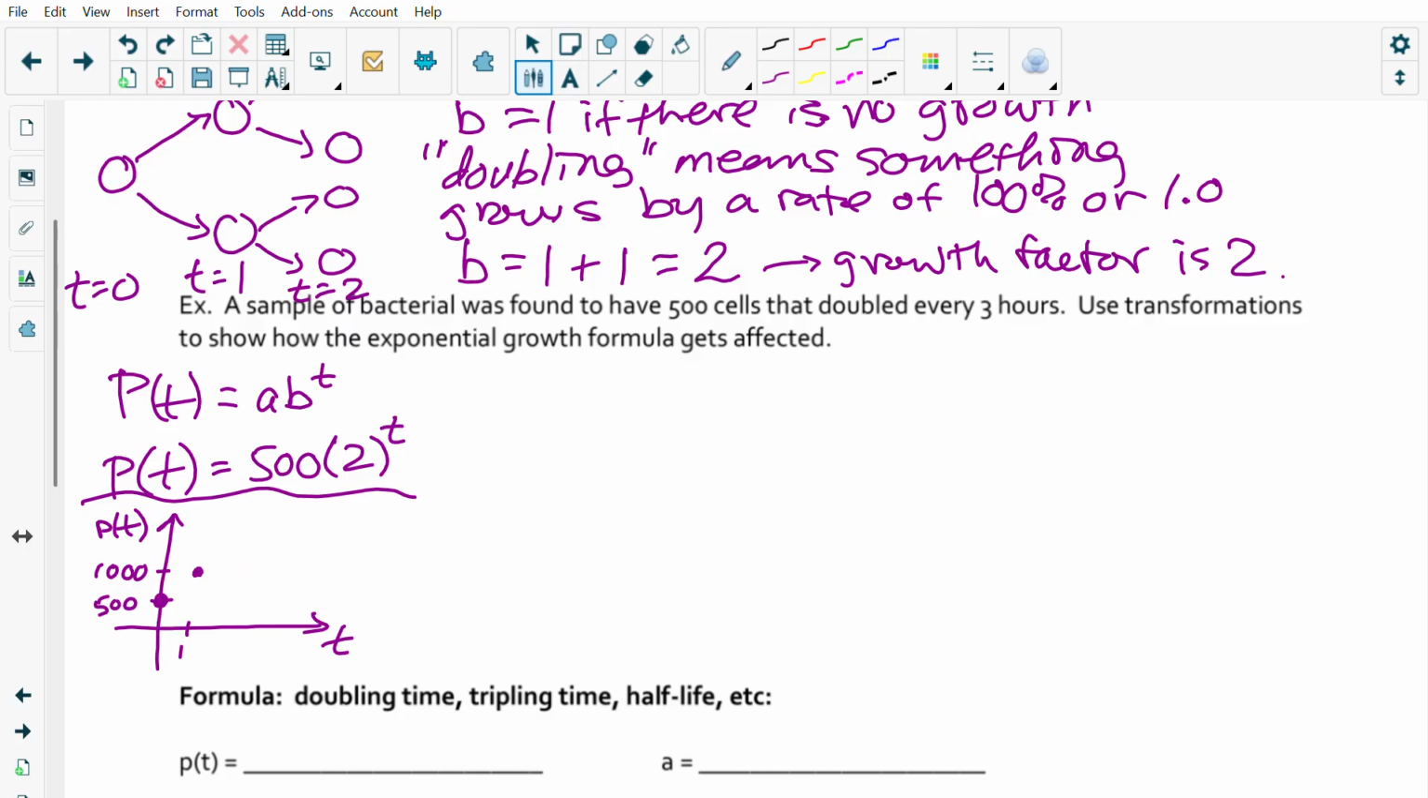When t is 2, well, p of t is 2,000. So there's our exponential growth right there. Just quickly plot it out. Let's do the other example.